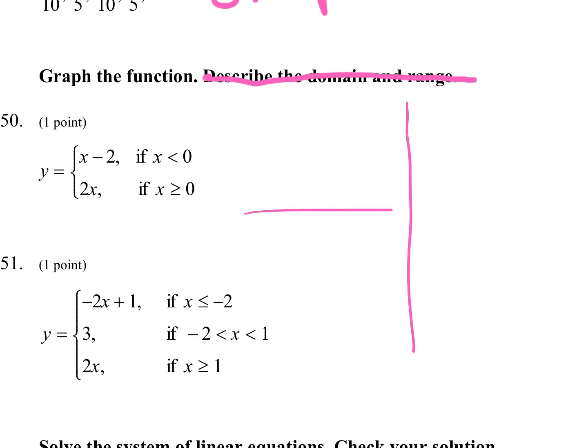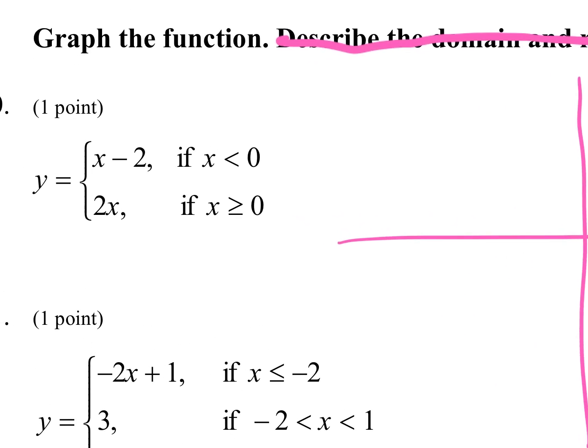So to graph 50 or 51, we're going to treat this as if it's in slope-intercept form. So y equals mx plus b. And we're going to do one equation at a time. So looking at the first one, what's my slope here? 1. And what's my b? Negative 2.